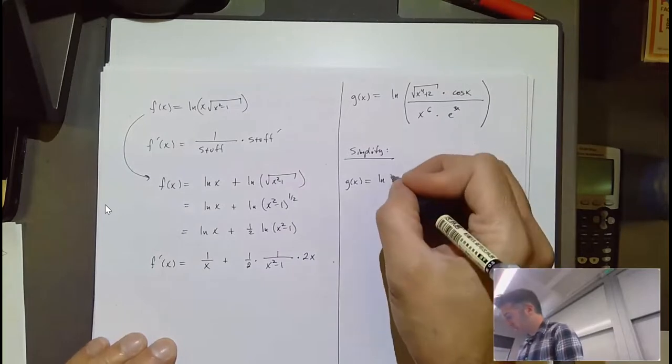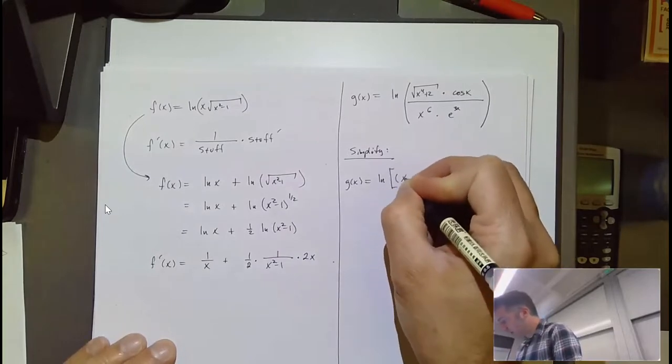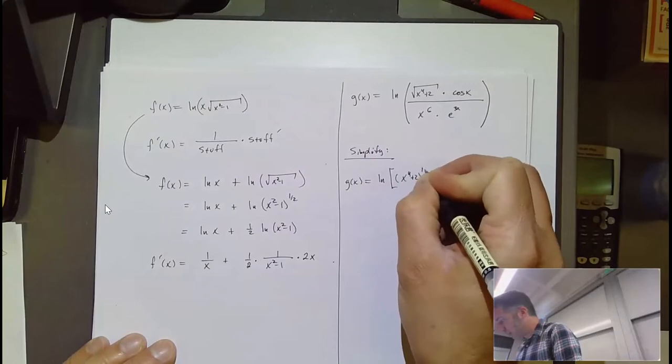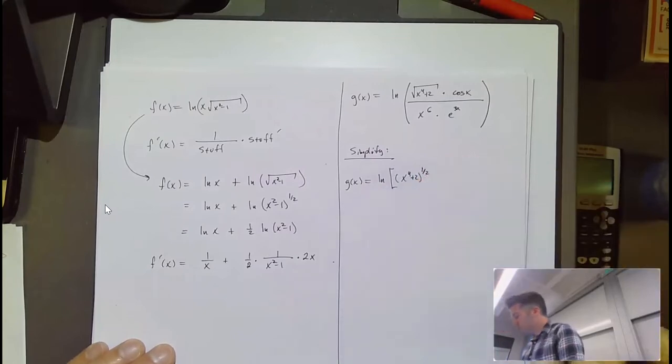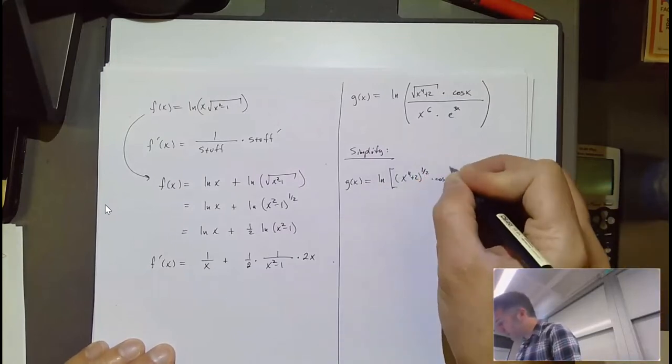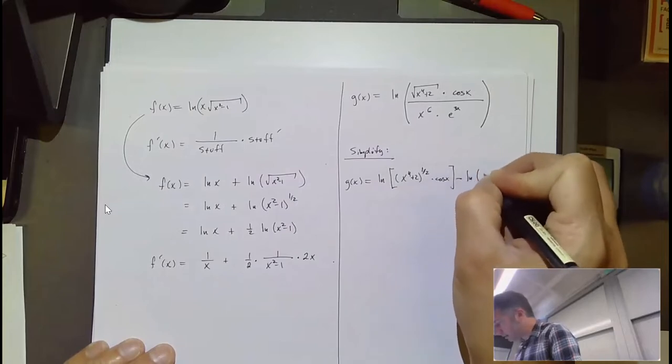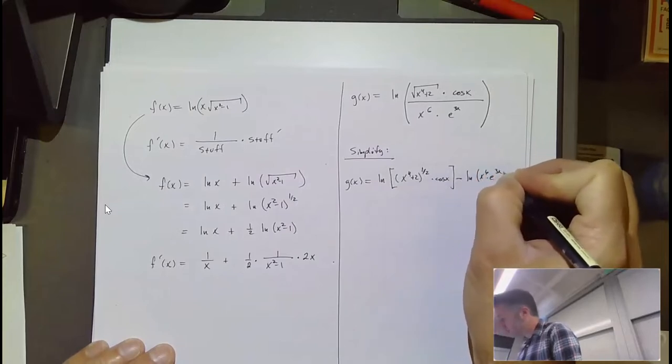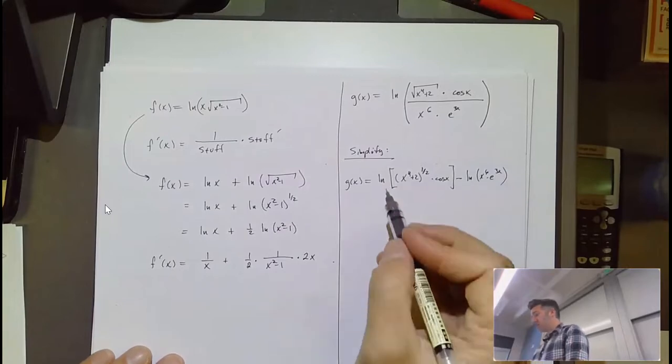So I'm going to write this as the natural log of (x to the 4th plus 2) to the 1/2 power instead of the square root, times cosine of x, minus the natural log of x to the 6th, times e to the 3x. And then I can break those apart even further.